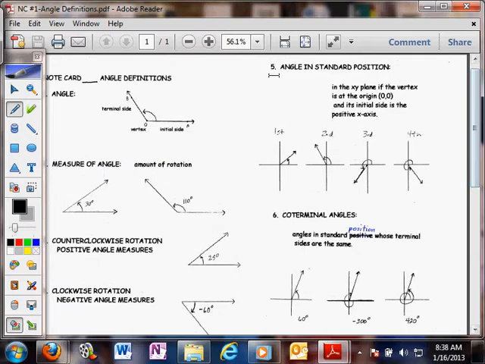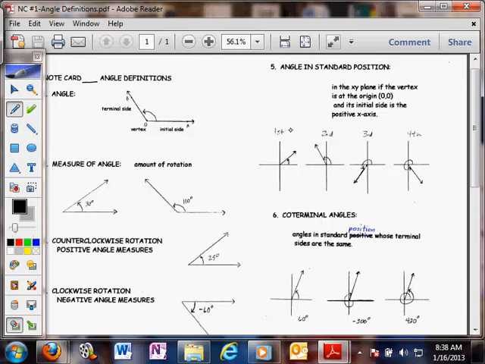Okay, up here number 5, an angle in standard position. It's an angle in the xy plane, as I was discussing, if the vertex is at the origin and its initial side is the positive x-axis. So here are 4 examples of angles in standard position.